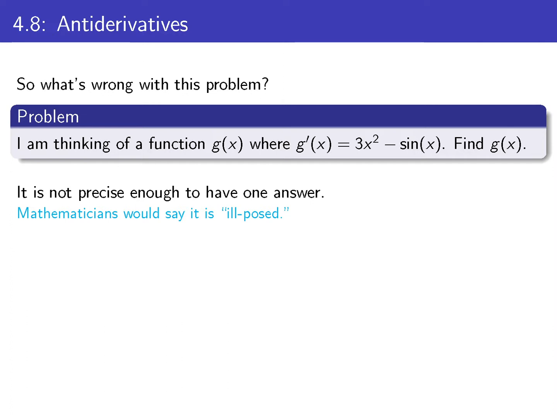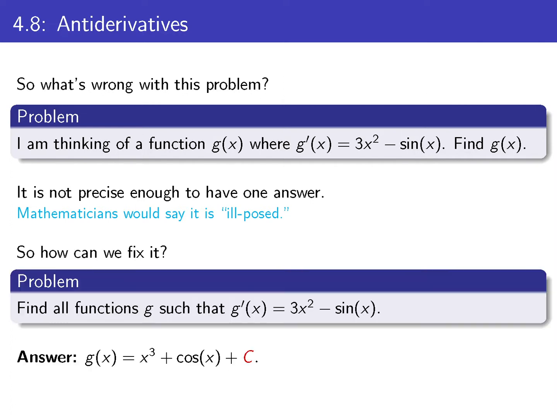There are a variety of ways we could rephrase this question, but for the time being, let's ask for all of the antiderivatives instead of just one of them. Our answer to this question must be the original function we started with, x cubed plus cosine of x, plus some arbitrary constant which we denote here with this capital letter C. Notice that there are an infinite number of antiderivatives.